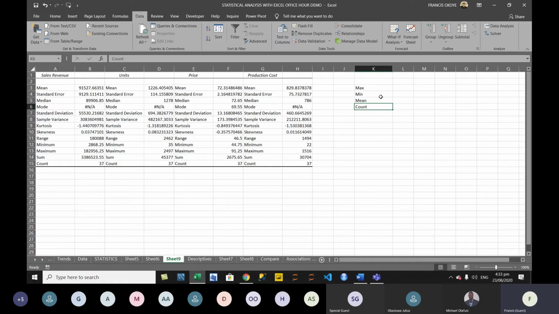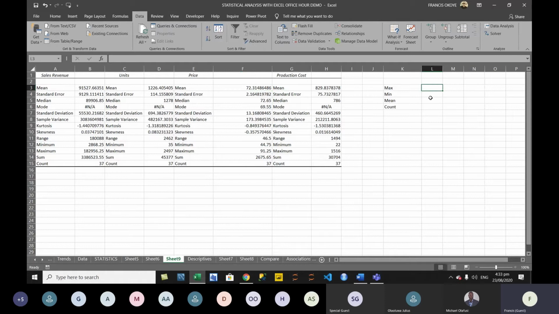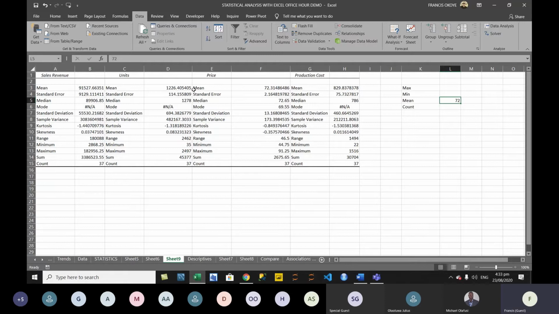Most times if I ask, can we interpret the mean? We have a mean value of price. Let's say the average price is 72 Naira. Can somebody interpret this price of 72 Naira for me? What does it mean? How can we interpret 72 Naira? Or your units sold. Where is our average? It's 1,022. Can somebody interpret the average for me? How do we interpret the average?